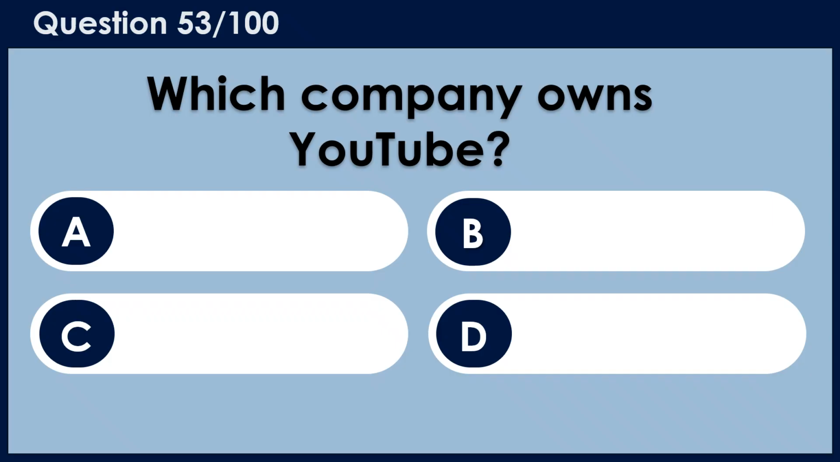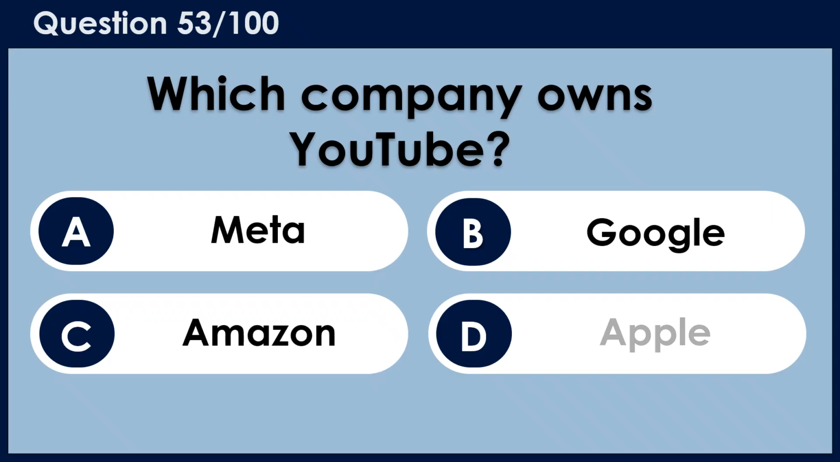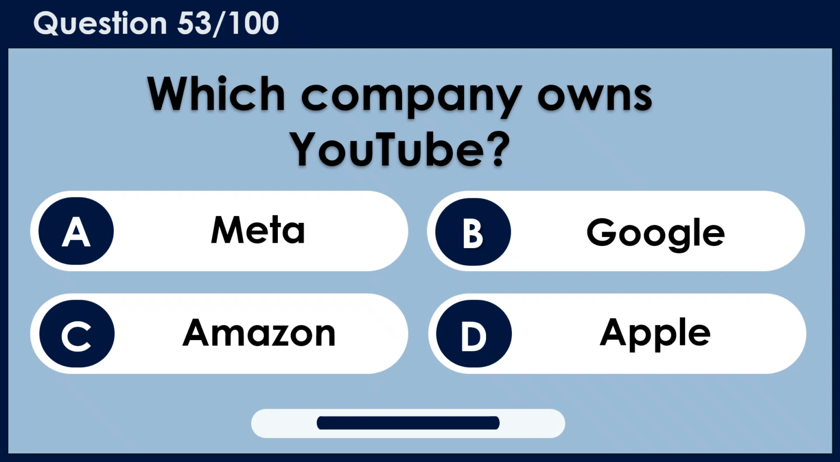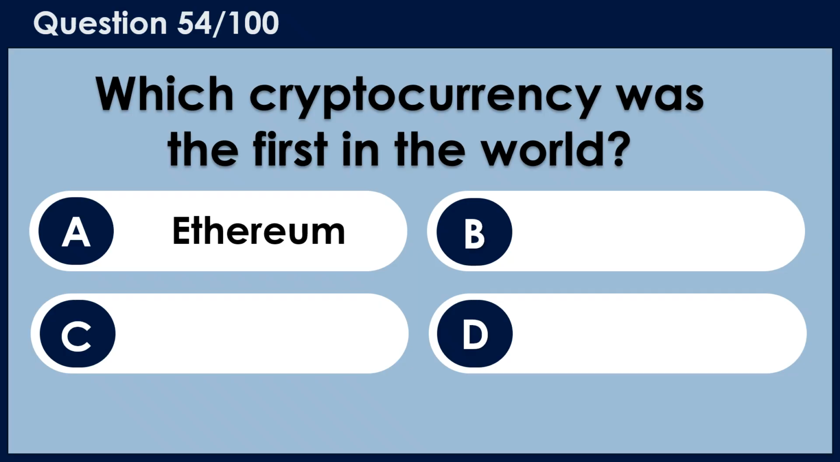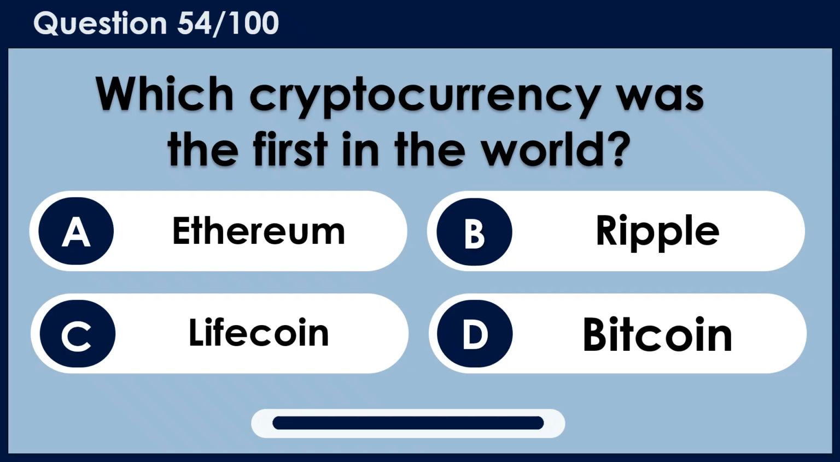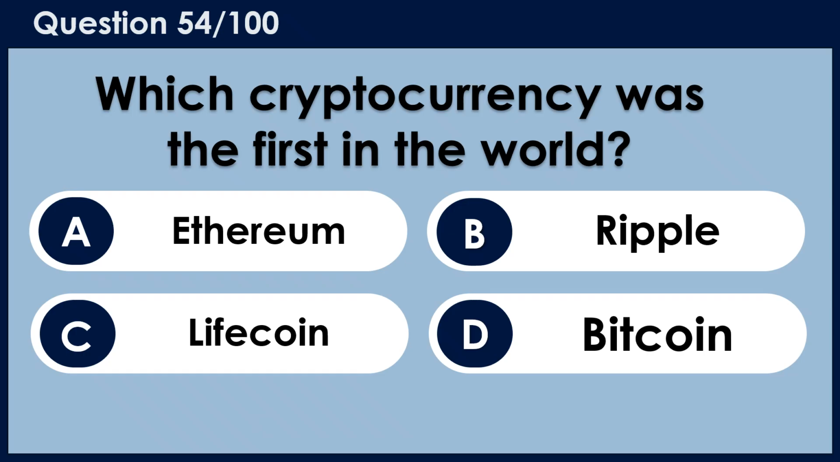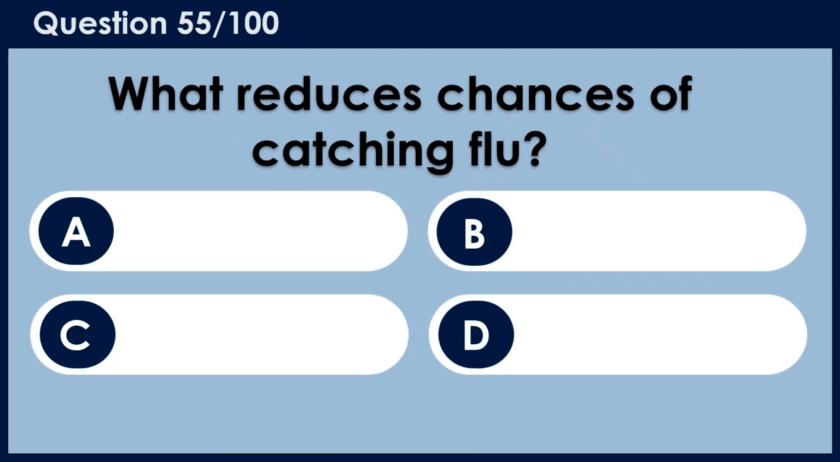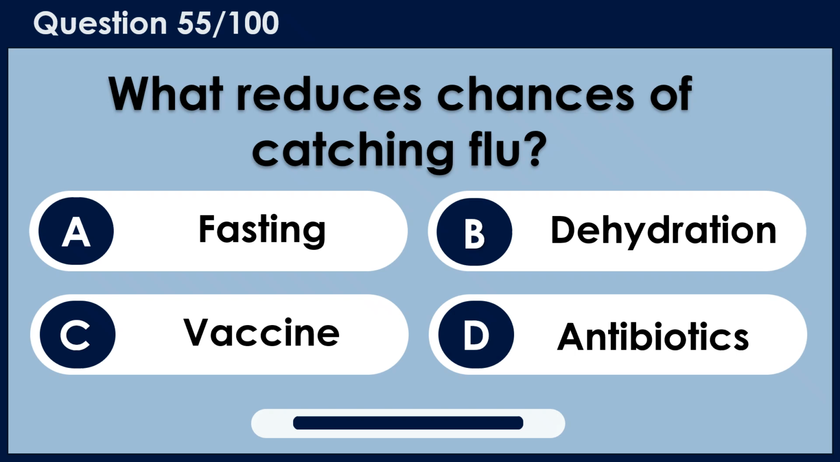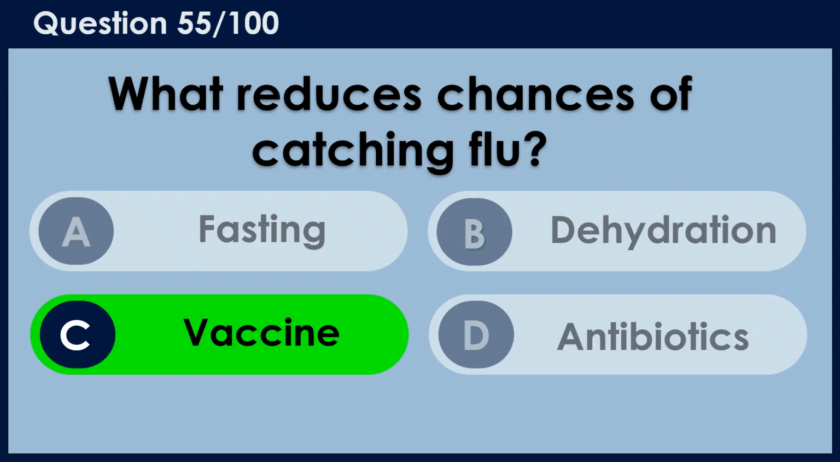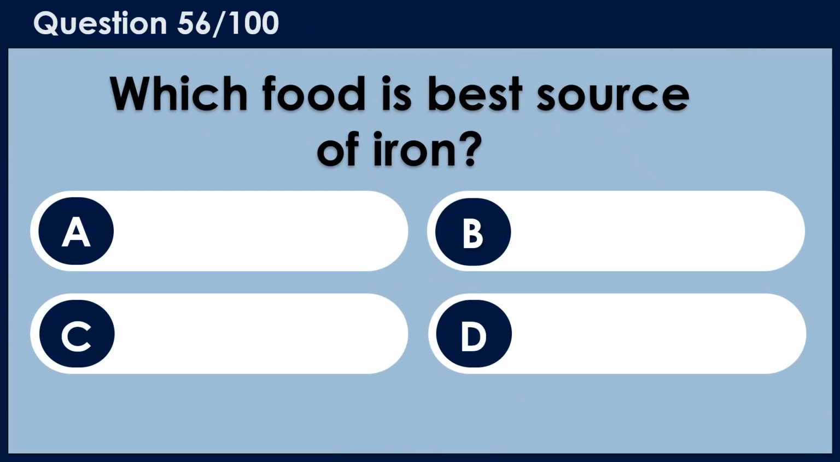Which company owns YouTube? Google. Which cryptocurrency was the first in the world? Bitcoin. What reduces chances of catching flu? Vaccine. Which food is best source of iron?